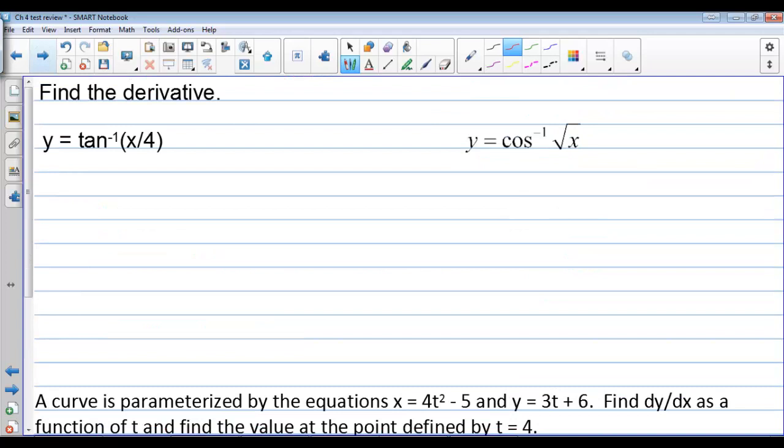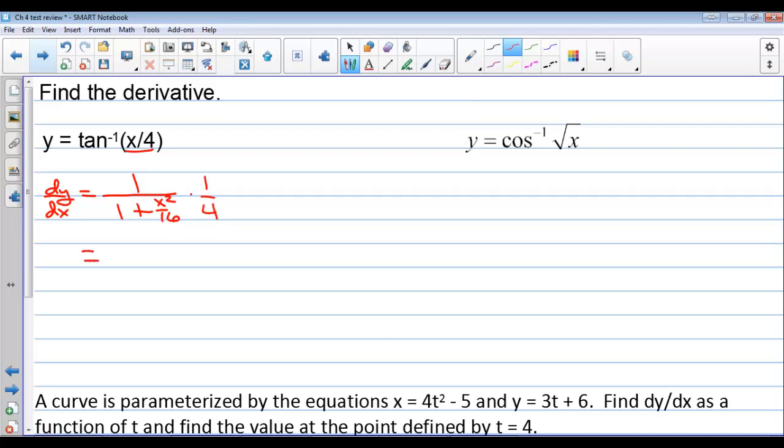Find the derivative. I'm going to show you two ways: the original way I showed, and then the new way, and then whatever you do on the test is up to you. But the derivative of inverse tangent is equal to 1 over 1 plus this thing squared, which is x squared over 16, but then times the derivative of the inside, which is 1/4.